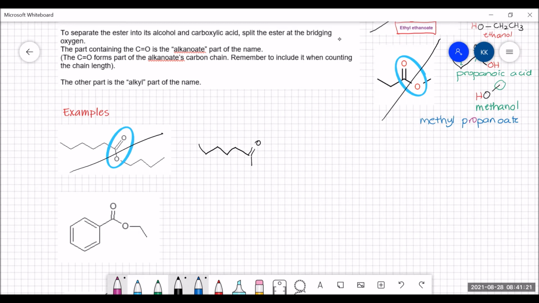And then now we've just got to work out which acid and which alcohol this is from. Oh, we've got to put our OH back on here and our H back onto the alcohol. This is 1, 2, 3, 4, 5, 6. So that is hexanoic acid.